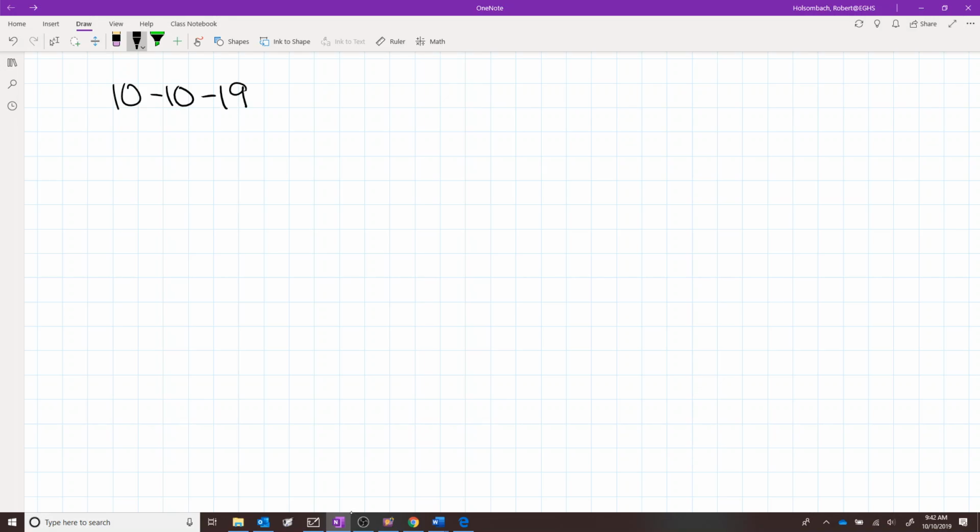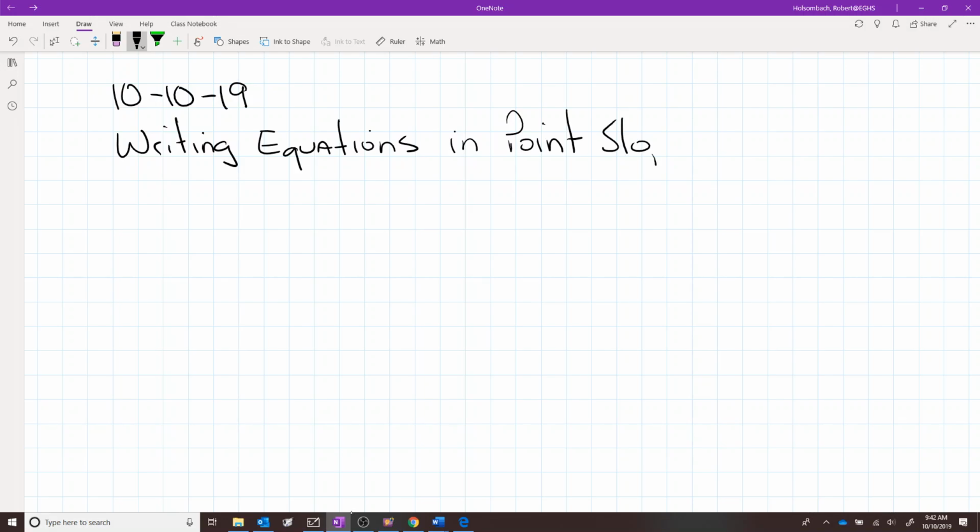Alright, today we're going to be writing equations in point-slope form. Writing equations in point-slope form.